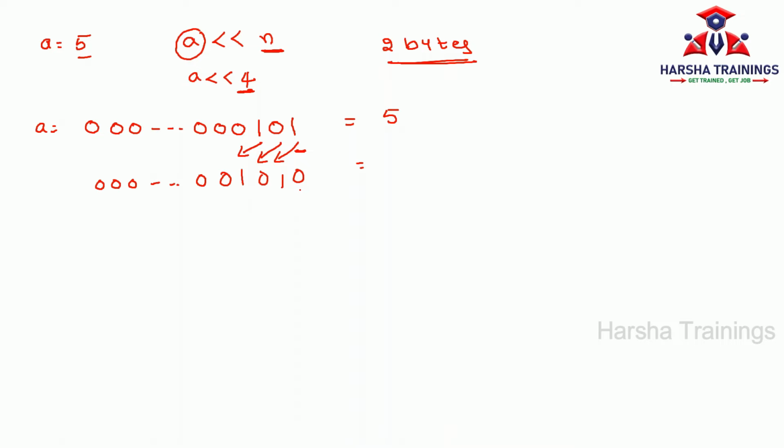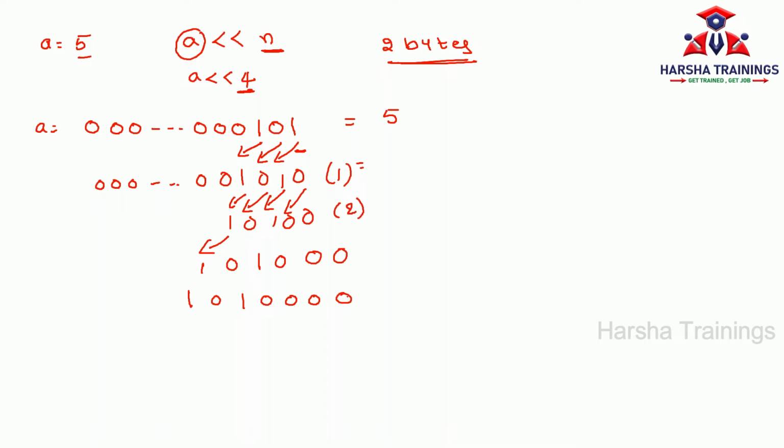Now, what is the decimal value? So, we will represent it in decimal. Again, perform one more shift. This is only one shift. Suppose you are performing the second shift, move to the left side: this is 1, this is 0, this is 1, this is 0, and this position is empty, filled with 0. Perform the third shift operation: 1 0 1 0 0 0. Next shift: 1 0 1 0 0 0 0.